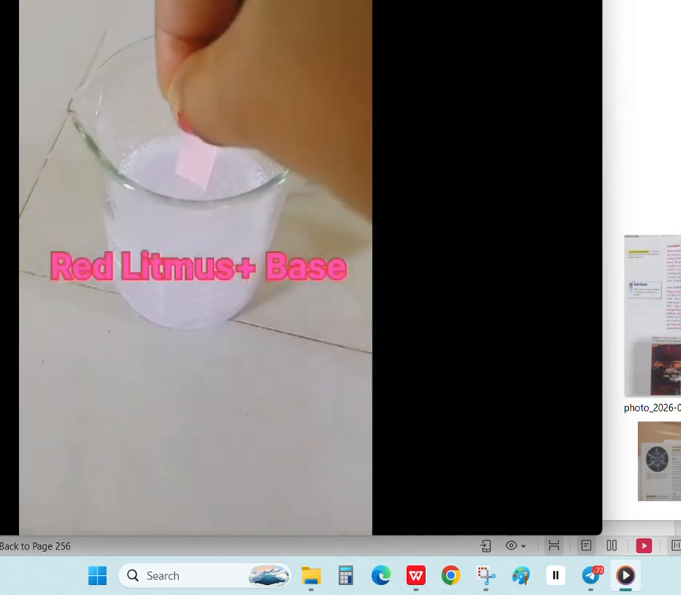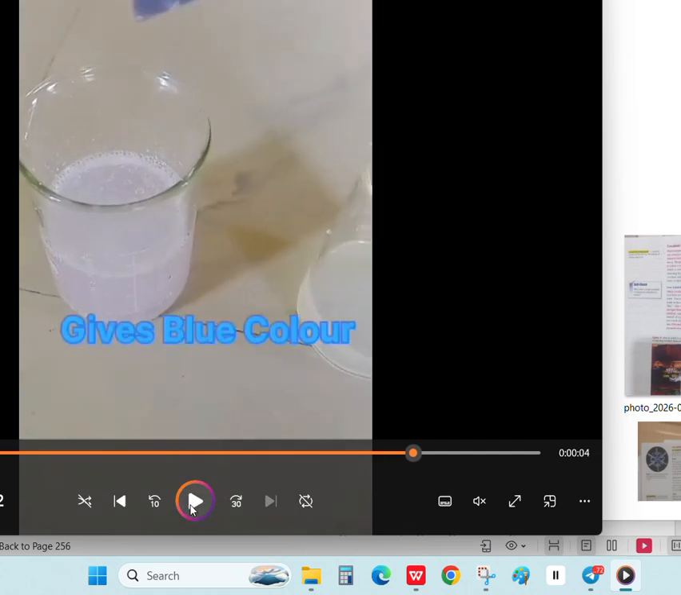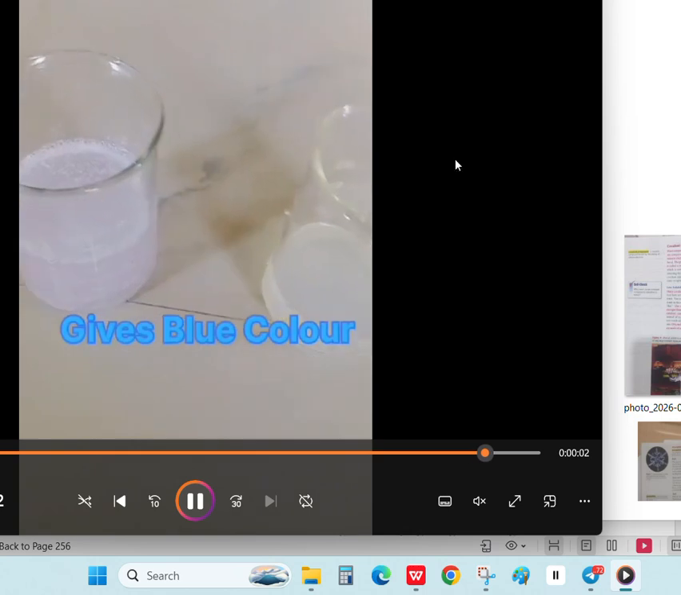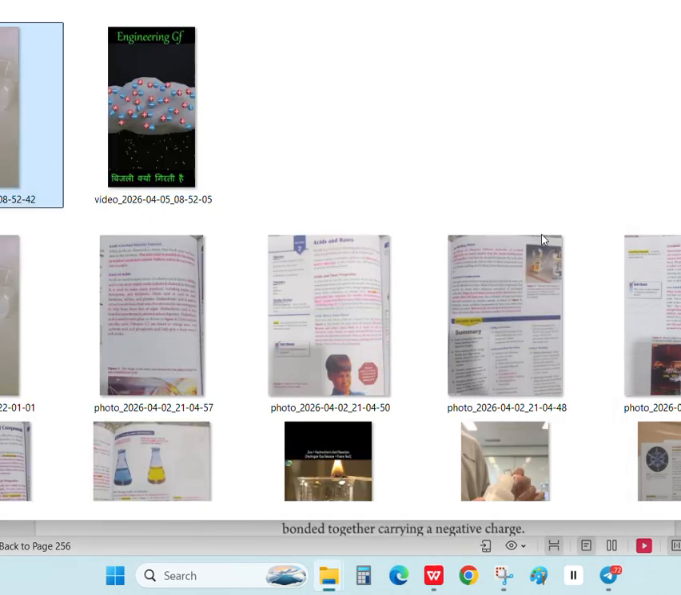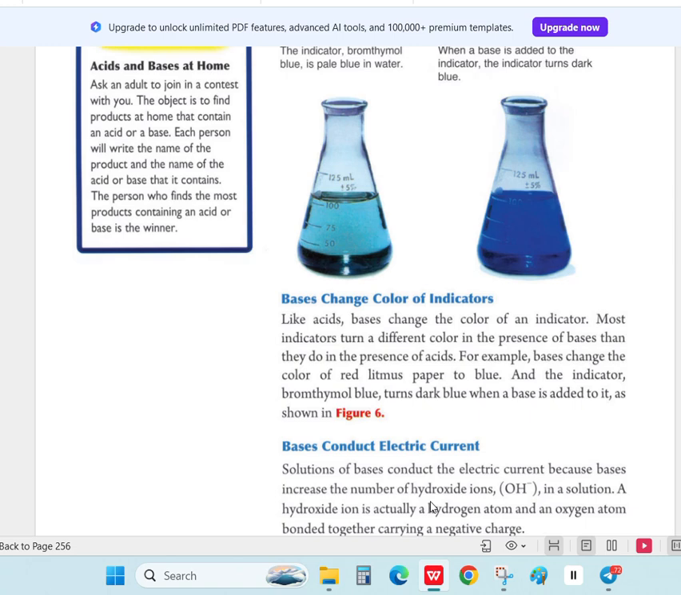For the second solution, we add a litmus paper. The litmus paper changes color to blue. So by this change of the litmus paper to blue, we know that this solution is base. In this way, the indicator tells us whether the solution is base or acid.